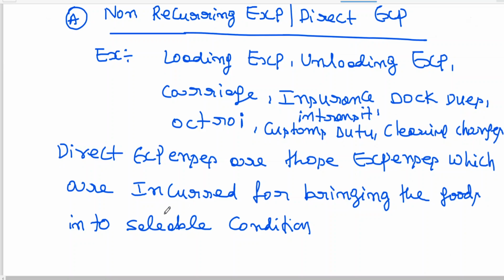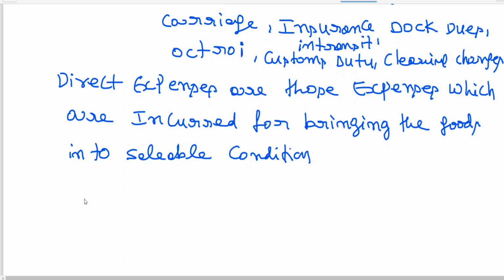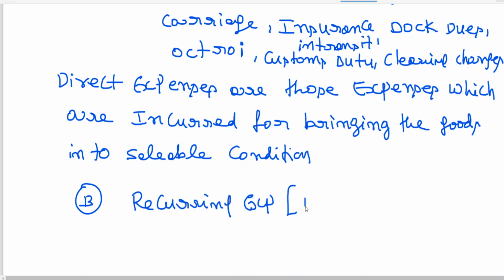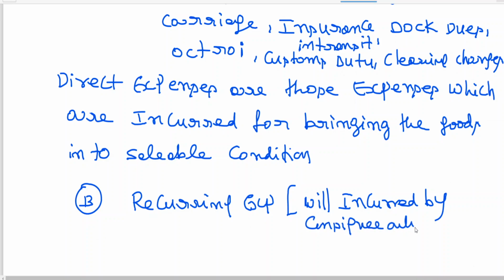And B, recurring expenses. Recurring expenses mean expenses you keep on incurring repeatedly. Generally, these recurring expenses will be incurred by the consignee only. Clear to all of you? Because recurring means after getting the goods, till he sells the goods, he keeps on incurring some expenses. That information has also been given.